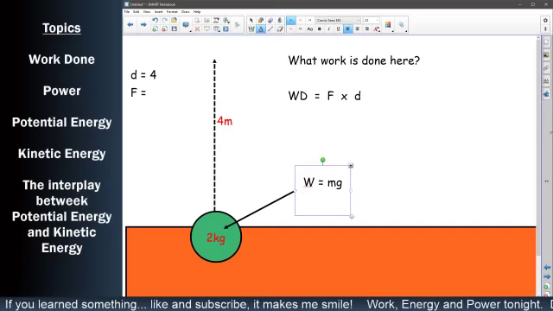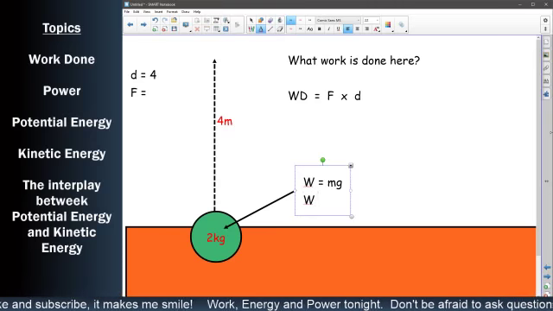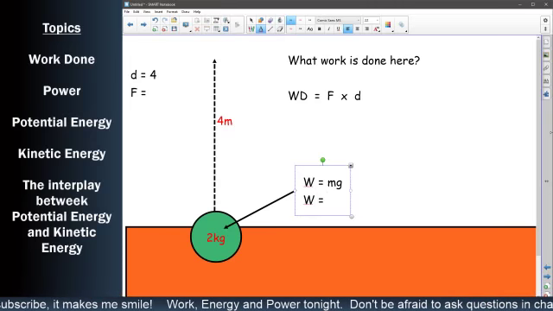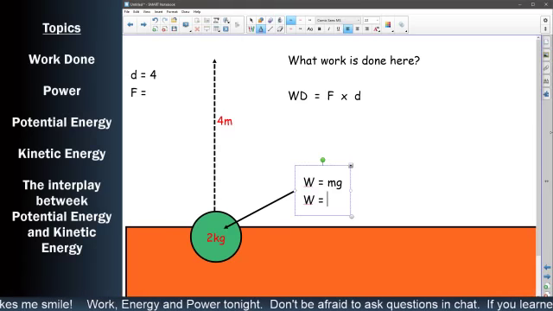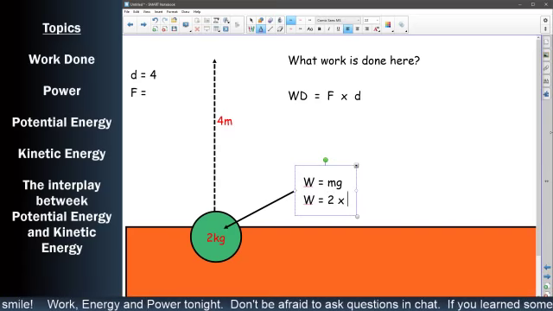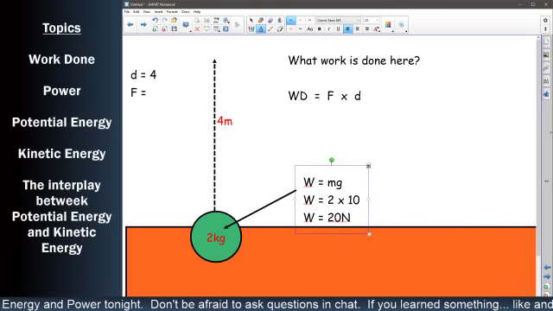And weight is a force, it is measured in newtons, and therefore we need mass in kilograms, and we need the force of gravity in newtons per kilogram. Now it's handy because on planet Earth the gravitational field strength, the acceleration due to gravity, or the force of gravity, whichever way you want to put it, is equal to 10. So that gives us 2 multiplied by 10, which gives us a weight equal to 20 newtons.